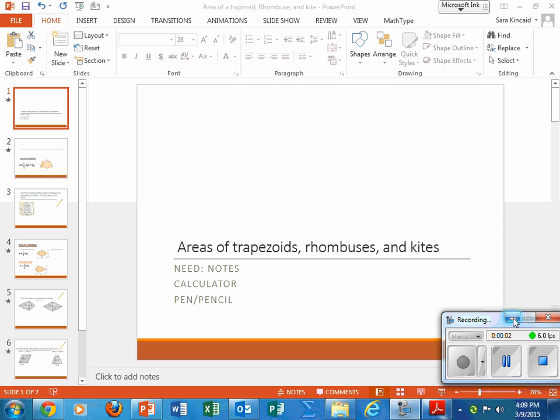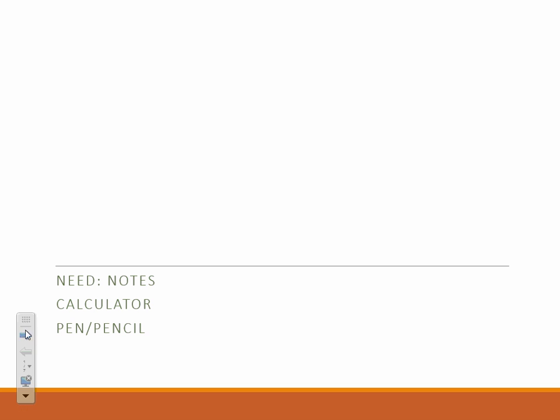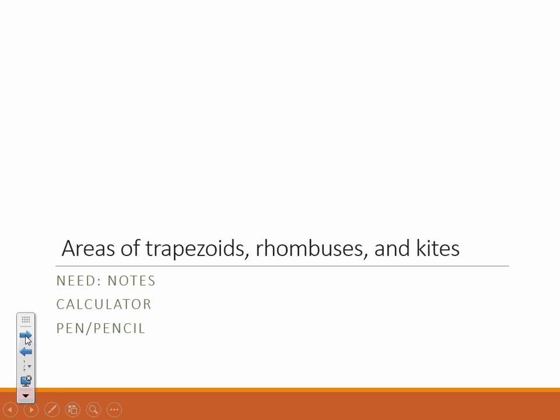Hello, ladies and gentlemen. Today we're going to add some area formulas to your formula sheet. We're going to be talking about areas of trapezoids, rhombuses, and kites. We're going to need to add some formulas to your formula sheet, as well as take a few examples for notes into your notebook, okay? You need a calculator for sure today, as well as something to write with.